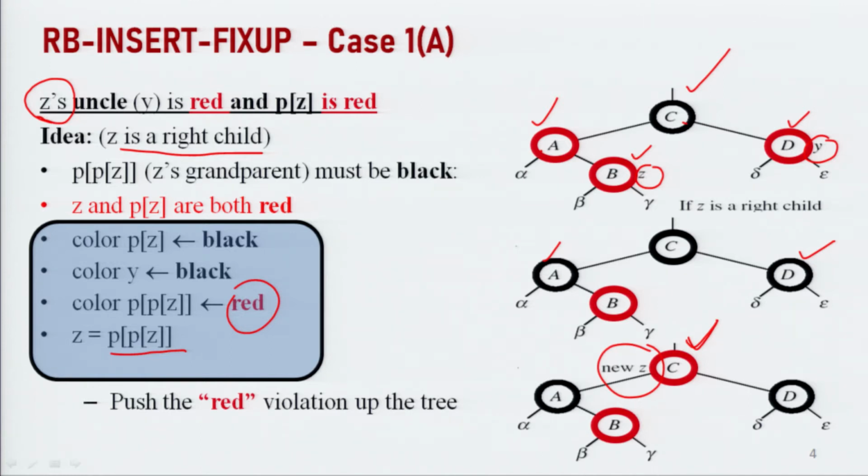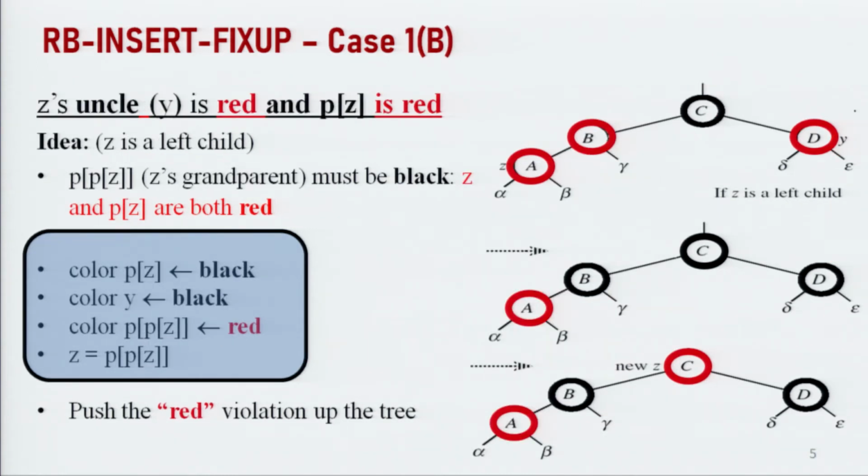Now, with this new Z, it may be the case that if it is a subtree of the red black tree, case 1a may occur again. So, this process will be repeated till we get the parent of Z black. Once we get the parent of Z black, all the cases will be handled and finally the red black tree will be perfect. Okay.